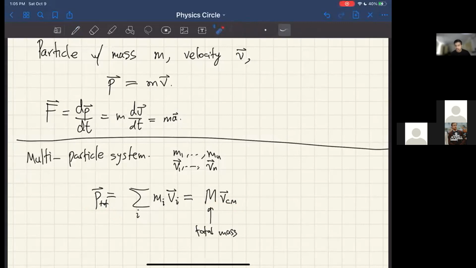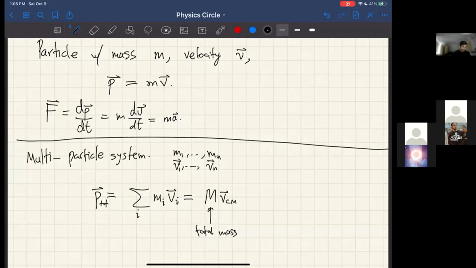If somebody has a question in the chat, can we say that the direction of the momentum will be the same as the velocity? So yeah, in the single particle case, that is indeed the case. In the single particle case, the vector momentum is defined to be m times the vector velocity. So this means that the direction of p and the direction of v are the same. That's just how vectors work. All right.